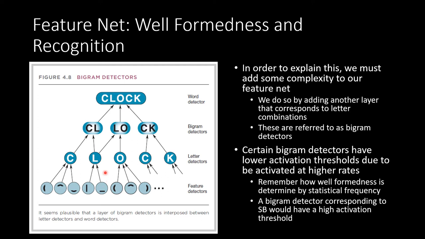But rather, that small amount of activation will flow up, and those bigram detectors that are very commonly seen, that have low activation thresholds, are more likely to fire than those that you don't see often, like SB. It is a very uncommon letter pairing. The bigram detector for SB will have a relatively high activation threshold because it's almost never used. And this determines ultimately how we have improved recognition based on well-formedness as opposed to words that are made up of statistically uncommon pairings of letters.